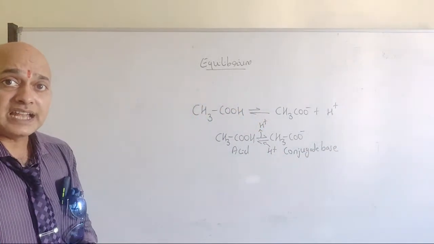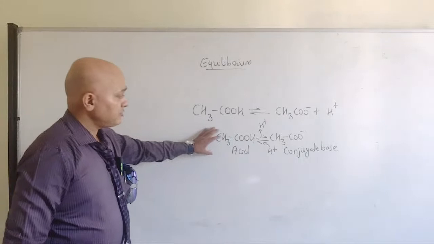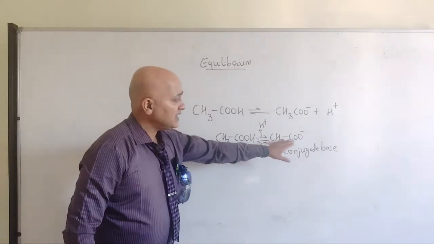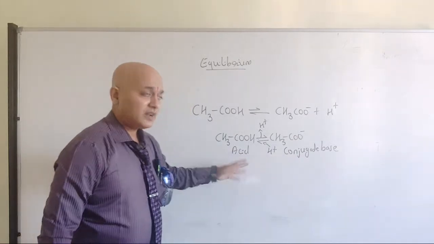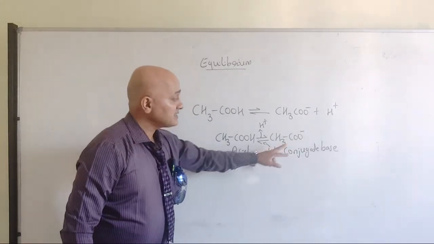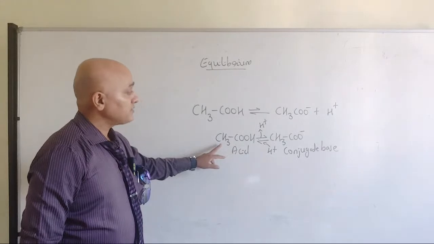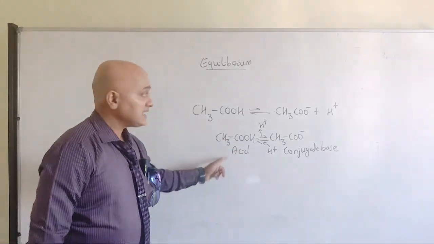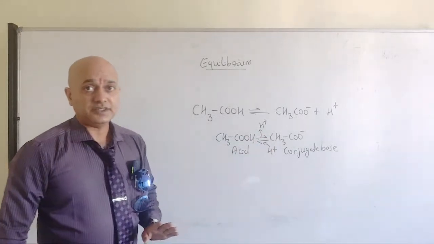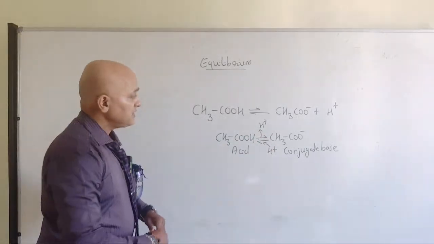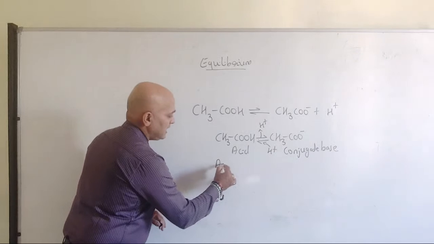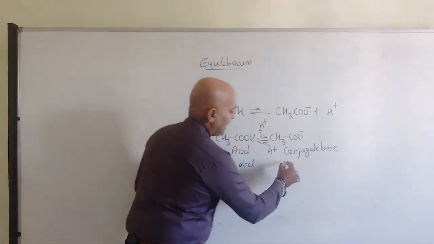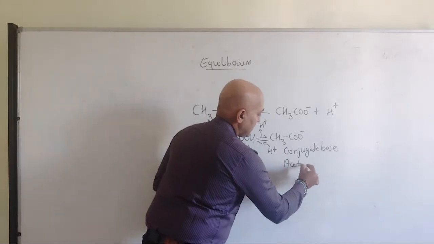So try to understand this. Acetic acid is the conjugate acid of the acetate conjugate base, or I can tell that acetate is the conjugate base of acetic acid, or acetic acid is the conjugate acid of the acetate. All of you have understood? So that's where I have got the acetic acid, and that's where I have got the acetate.